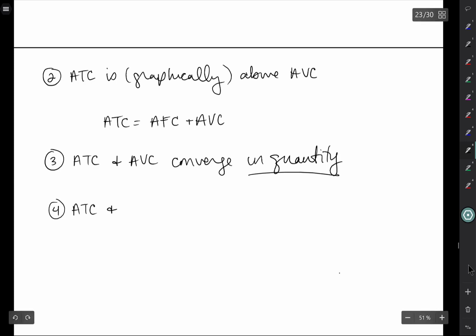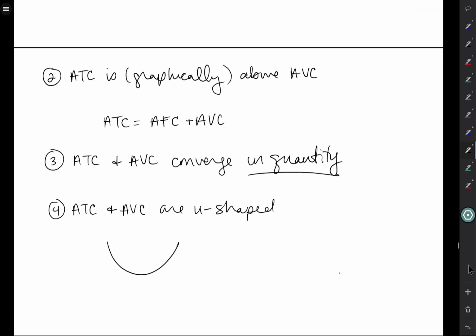ATC and AVC are U-shaped. So this is the pill. U-shaped, meaning like U's, kind of like a happy face. Why? Because I said so, for now. Just give me a bit, and in a little while you'll understand why they're U-shaped. But for now, just swallow the pill, draw them like U's.